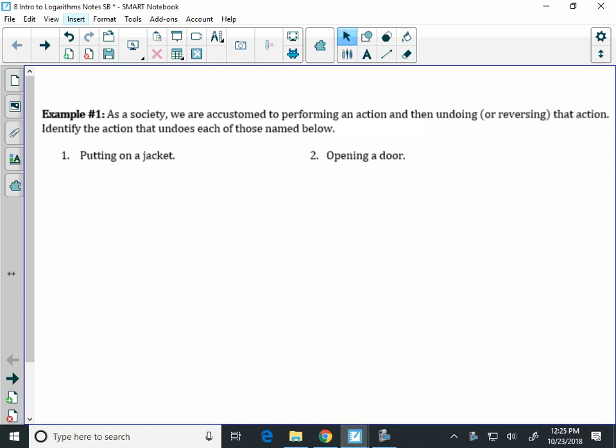Putting on your jacket. How do you undo it? You take it off. I know that's not a hard question, but you take off the jacket. All right, so if you open a door, what undoes opening the door? Closing it.